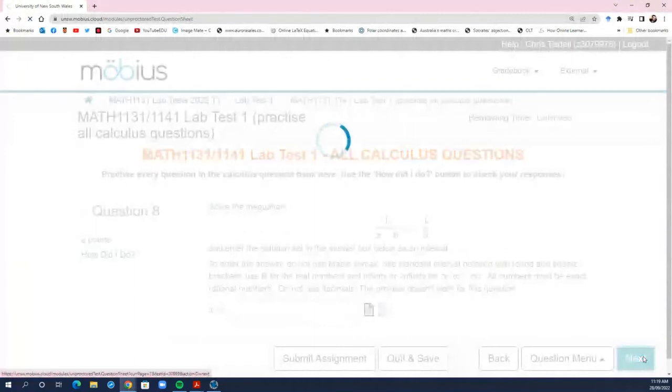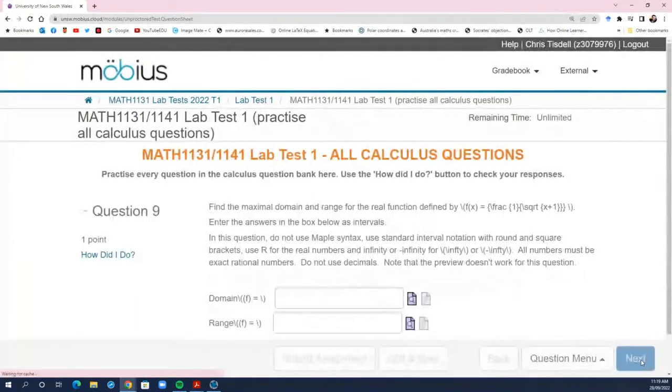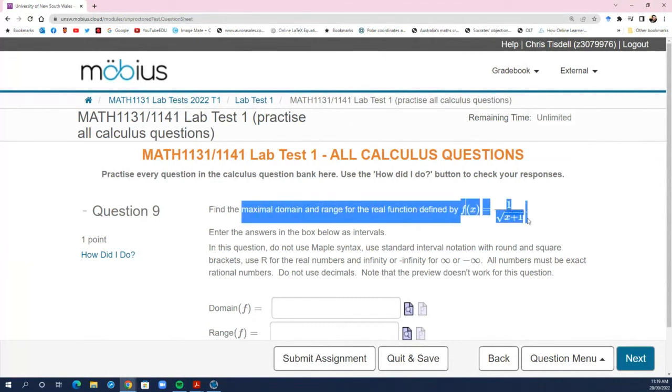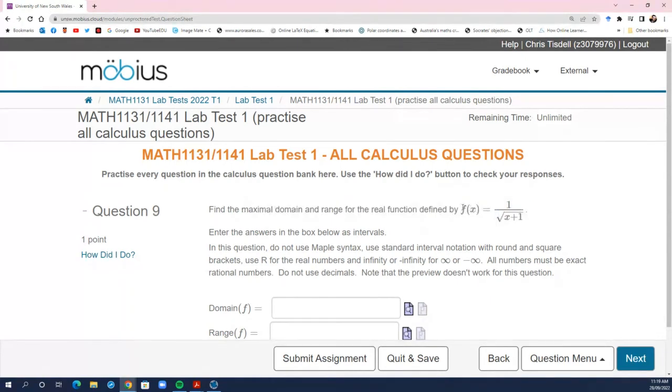Let's go to a different style of question now. Okay, this is a good one. Find the maximal, the biggest domain and range for this function here. One of the ways that you can do this, using Maple anyway, is to essentially just draw a graph of the function and work out what the domain is from the graph. That's a definite legitimate strategy.